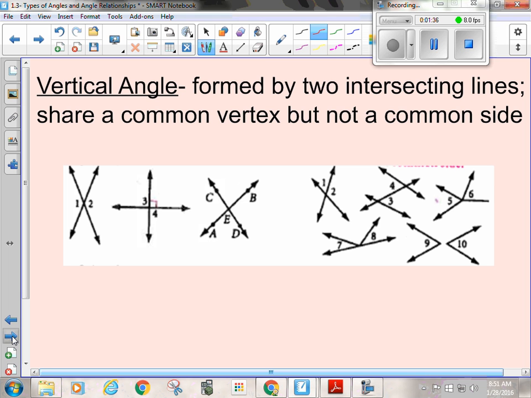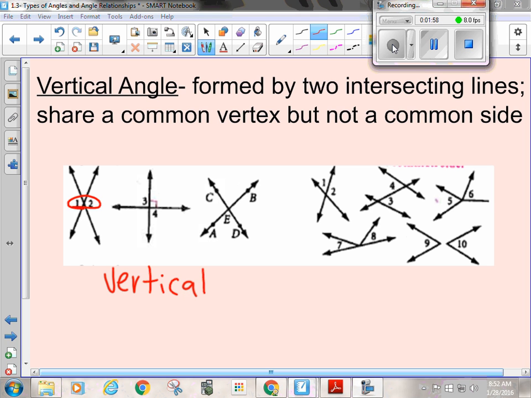All right, so now let's talk about angle relationships. We have vertical angles. It's formed by two intersecting lines, so two that cross. They share a common vertex, but not a common side. So these ones here, these are vertical angles. 1 and 2 are vertical angles.